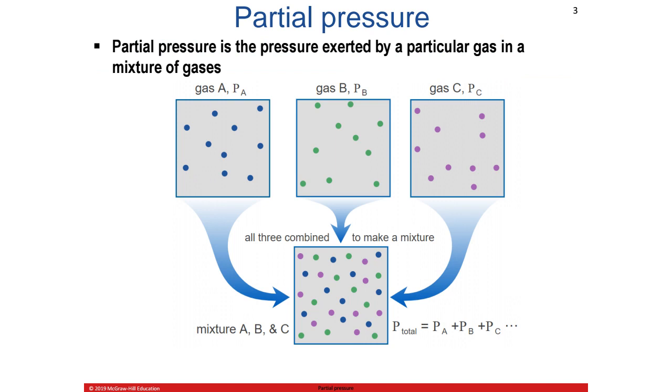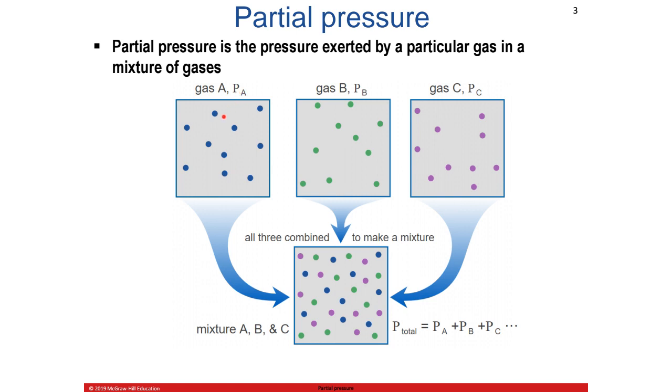Another concept that we need to understand is that of partial pressure. Partial pressure is the pressure exerted by a particular gas in a mixture of gases. So for example, here we have a mixture of 3 gases, A, B, and C. And we can look at each of these gases individually. So for example, if we imagine a box and we have gas A, well, the molecules of gas A, which are shown in blue here, will bang into the sides of this box, and they will exert a pressure, P sub A.